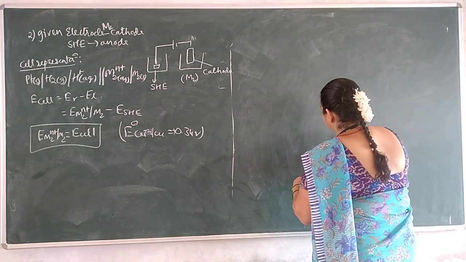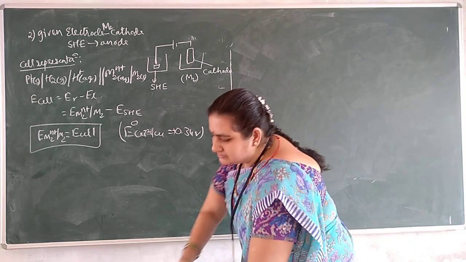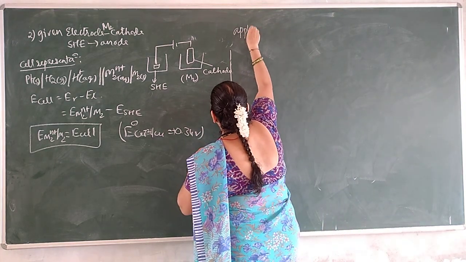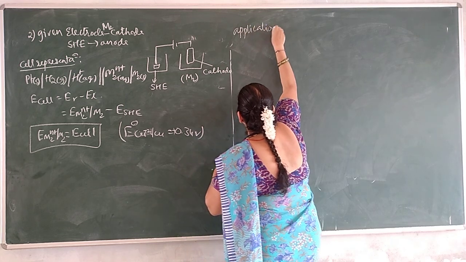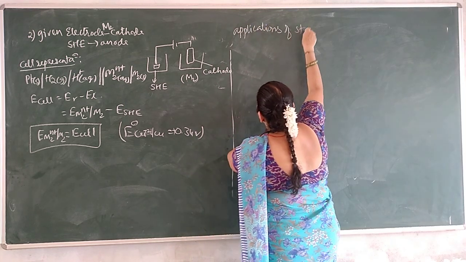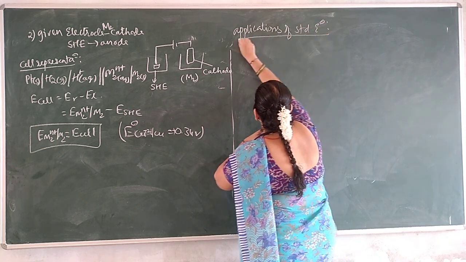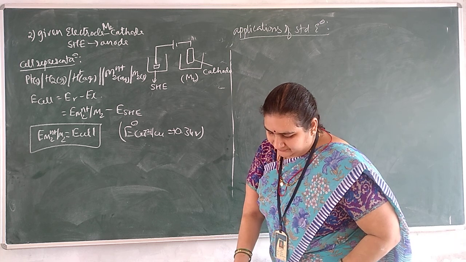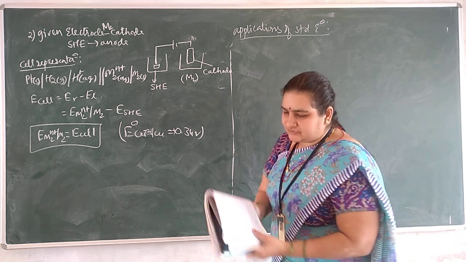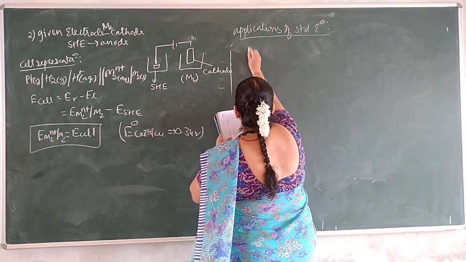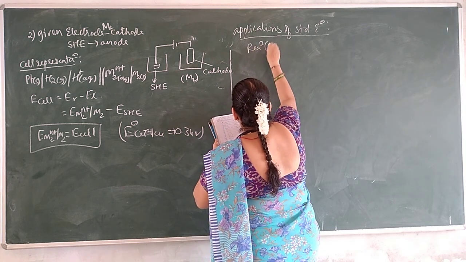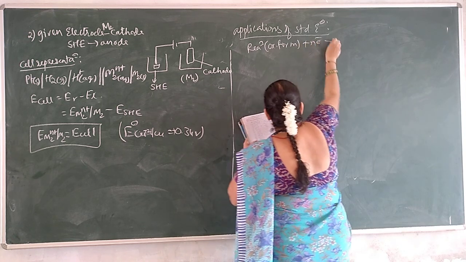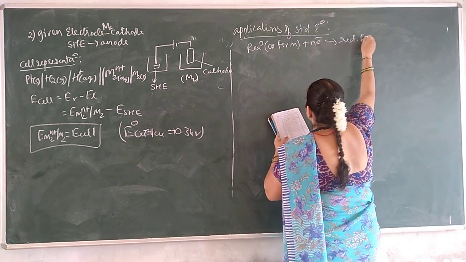Applications of standard electrode potentials. For that I require one chart. First I will write the reaction, that is oxidized form plus n electrons giving rise to reduced form.